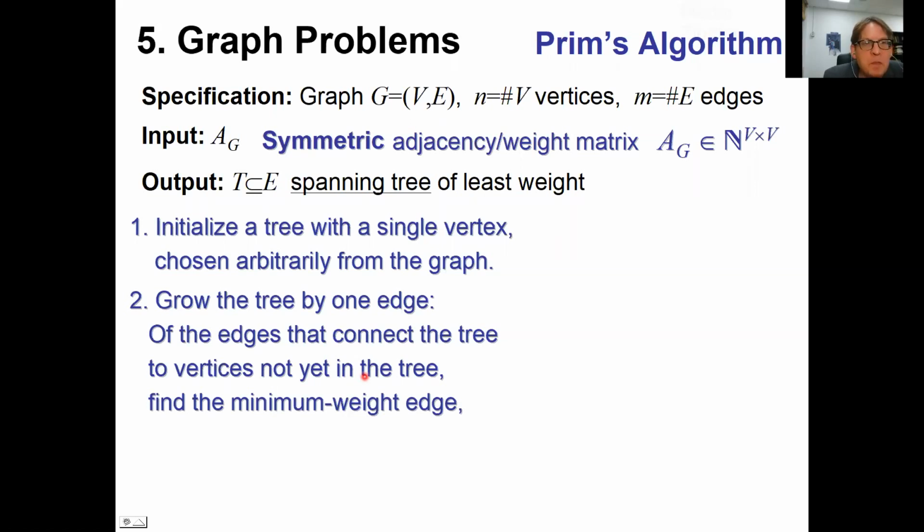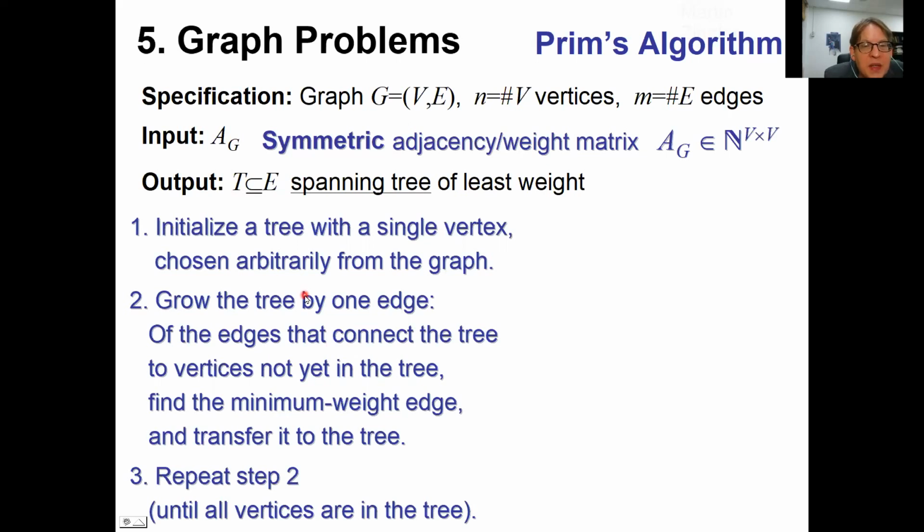Let me say it again. In one iteration of Prim's algorithm, it considers all edges that connect the tree to some vertex which is not yet part of the tree, because adding that edge grows the portion of the original graph that is spanned and reached by the tree. And among these candidate edges, one is chosen with minimum weight. And then we add that to the subset of edges that is maintained as a data structure by the algorithm.